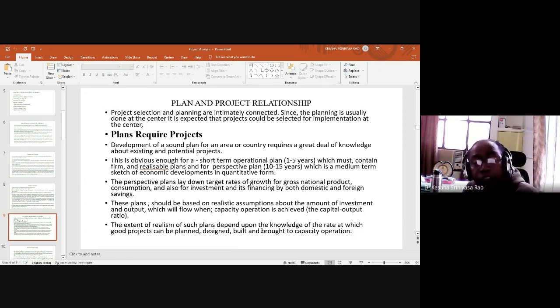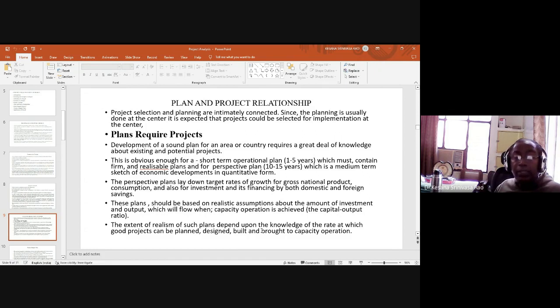This is obvious enough for a short term operational plan. As you know very well, in India, before starting the 12th plan itself, the planning process had gone out. Everywhere, every person has to maintain their time levels, time and again. Short term plans are 1 to 5 years, and there are medium term and long term perspective plans. Like that, there are 2 or 3 types. So how best you are in a position to discuss these things.